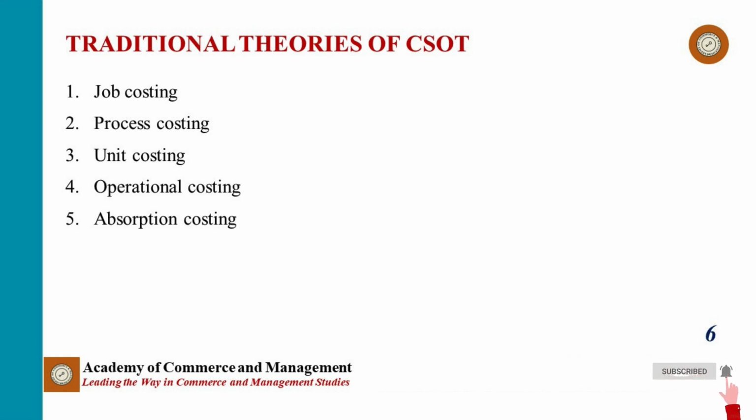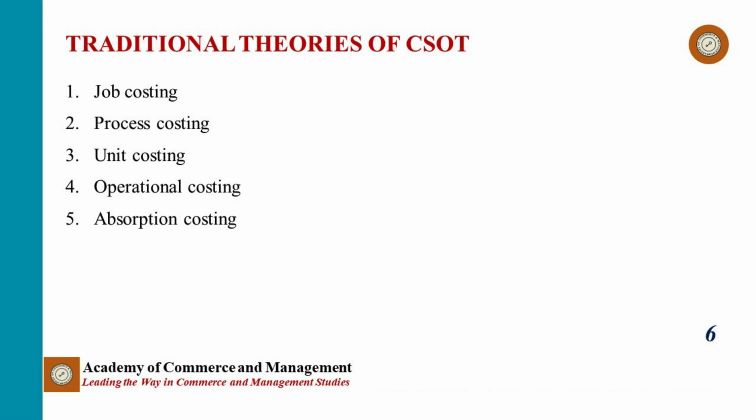The second traditional theory of cost is process costing. This method is used in industries that yield homogeneous products in continuous or mass production processes. Under this, costs are accumulated for each production process rather than for individual jobs. Process costing is simpler and less expensive than job costing, but the cost per unit is only an average and may not be precise. Process costing is typical in chemicals, food, beverages, oil, and the like.